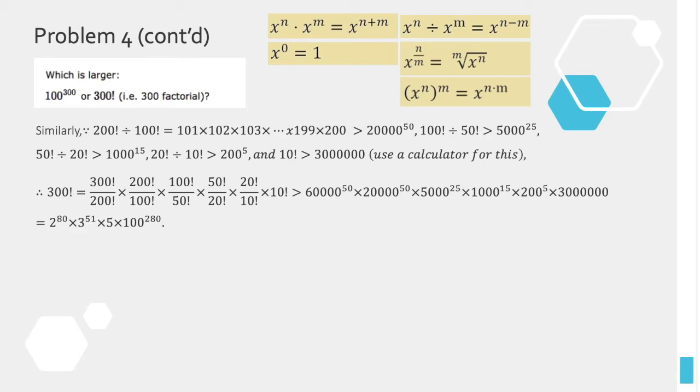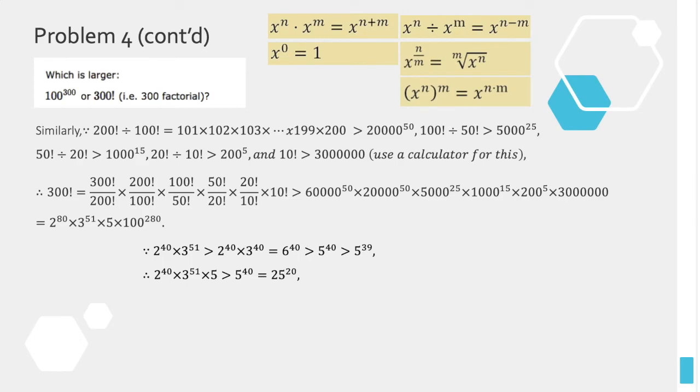We know that 2 to the power of 40 times 3 to the power of 51 is larger than 2 to the power of 40 times 3 to the power of 40, which is equal to 6 to the power of 40, which should be larger than 5 to the power of 40, which is larger than 5 to the power of 39. So summing that up, 2 to the power of 40 times 3 to the power of 51 is larger than 5 to the power of 39. Therefore, 2 to the power of 40 times 3 to the power of 51 times 5 is larger than 5 to the power of 40, which is also equal to 25 to the power of 20.